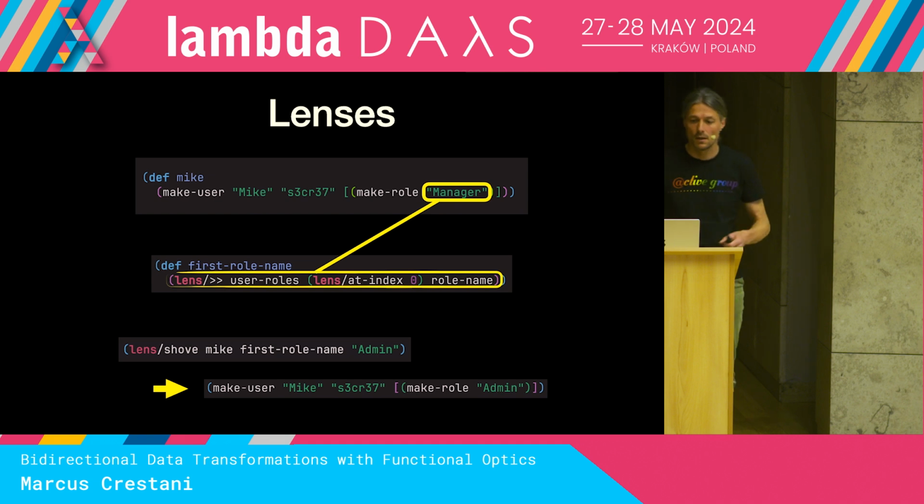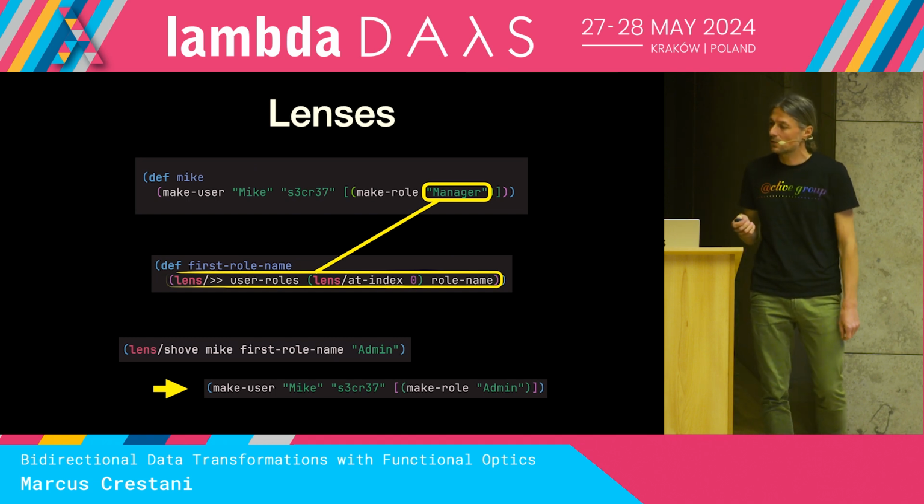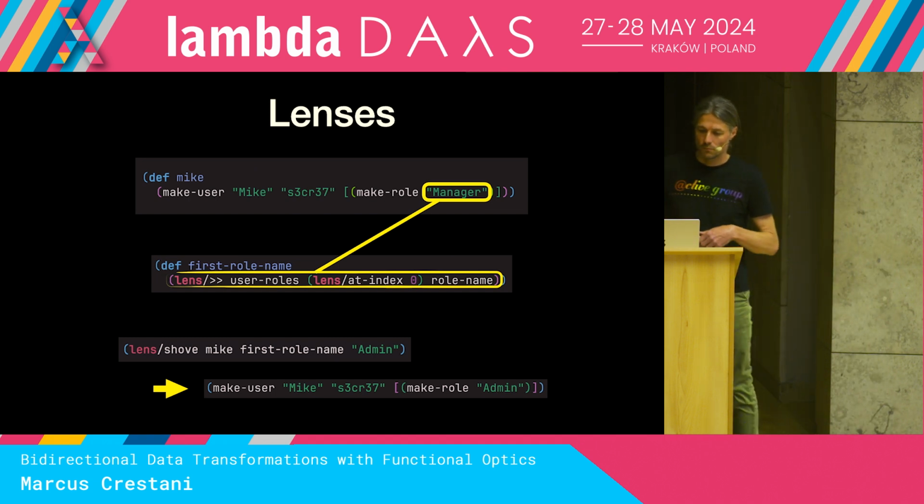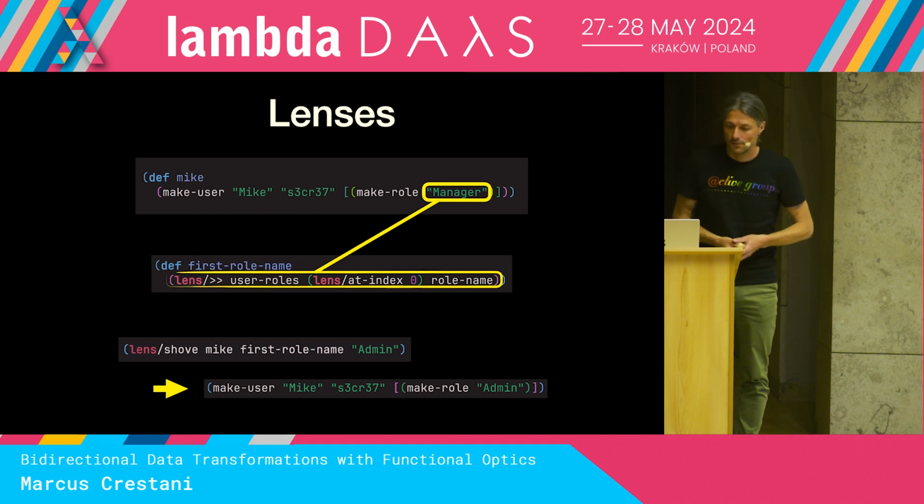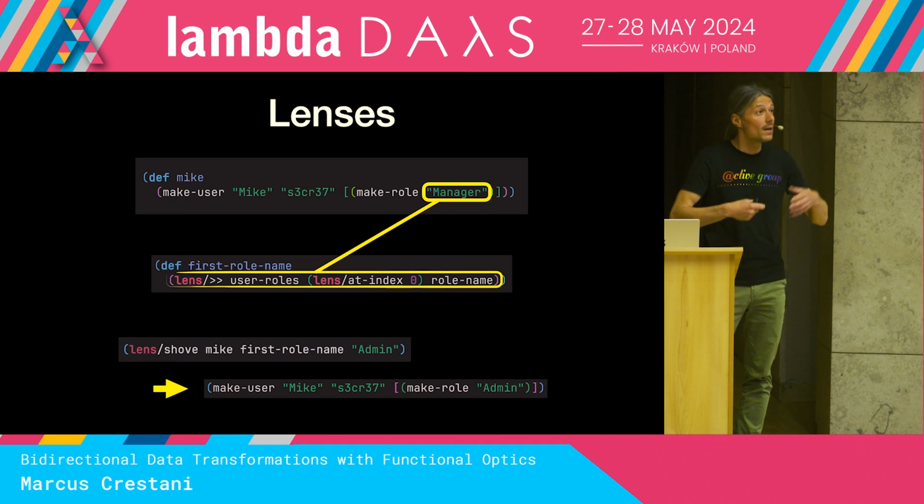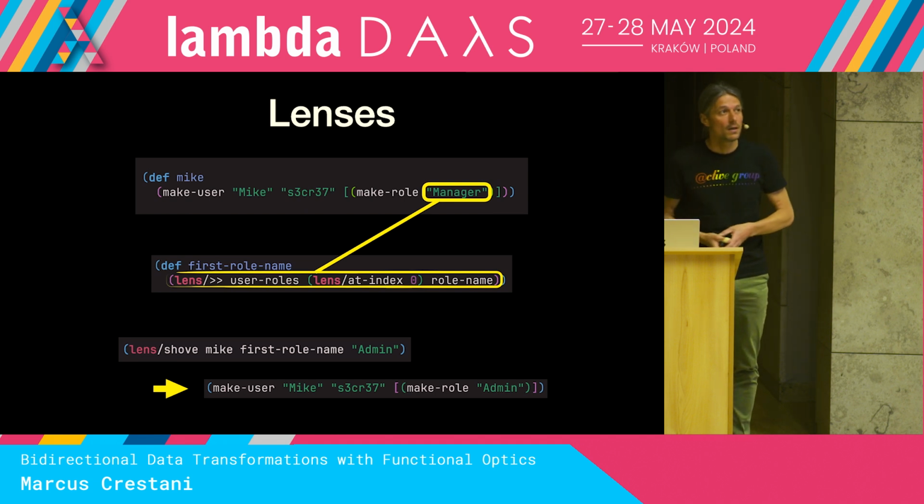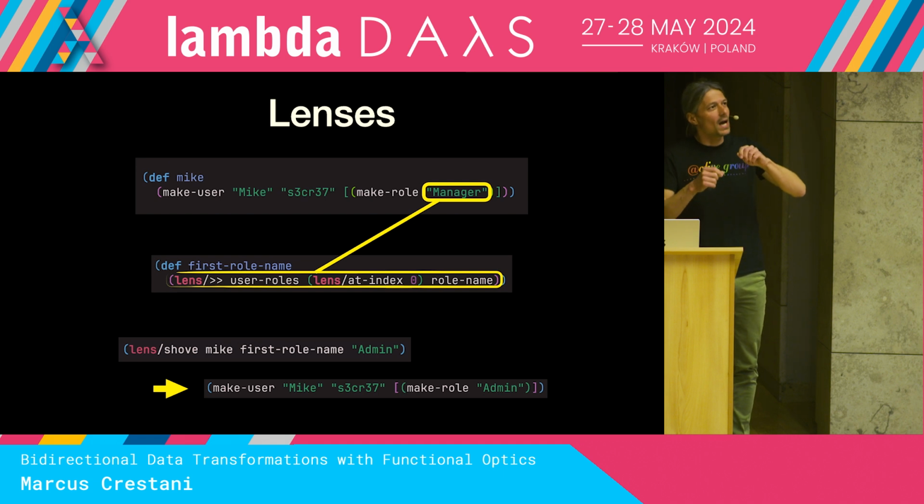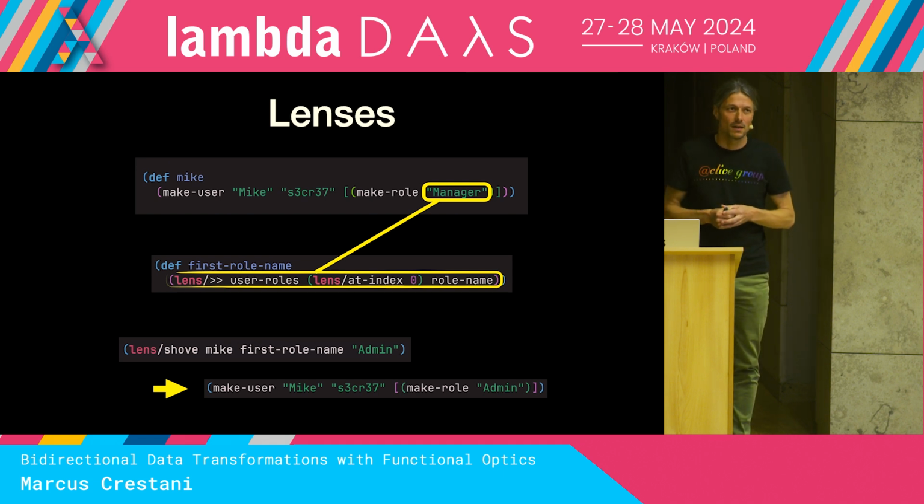And of course, we can also shove a new value into our lens focus. When we shove admin into the lens focus of our Mike user, we get the Mike user with the role name admin instead of manager. So lenses are very useful. They scale to large data structures because they uncouple the how to access data from the action of doing so.